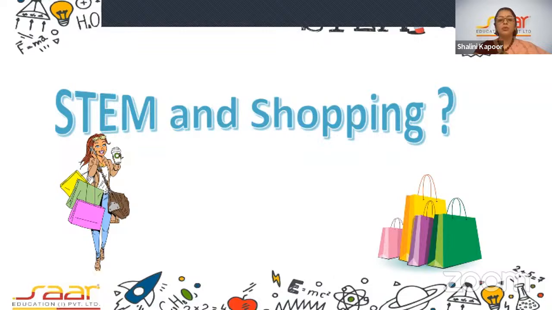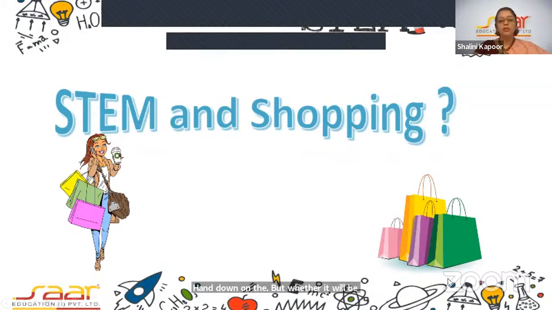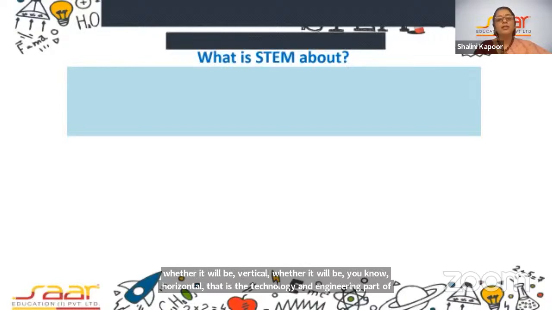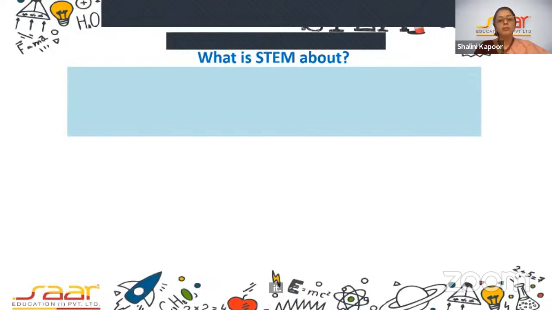Even a small child who's enjoying his time in this summer in a splash pool is taking part in a STEM process without thinking about it. When the child decides to splash water, how is he going to splash water? That's the science of it. The way he's going to put his hand down on the water, whether it will be vertical, whether it will be horizontal, that is the technology and engineering part of it. How many times will he splash the water? That is the math part of it. So STEM is part of our day-to-day lives, and we don't even realize it.